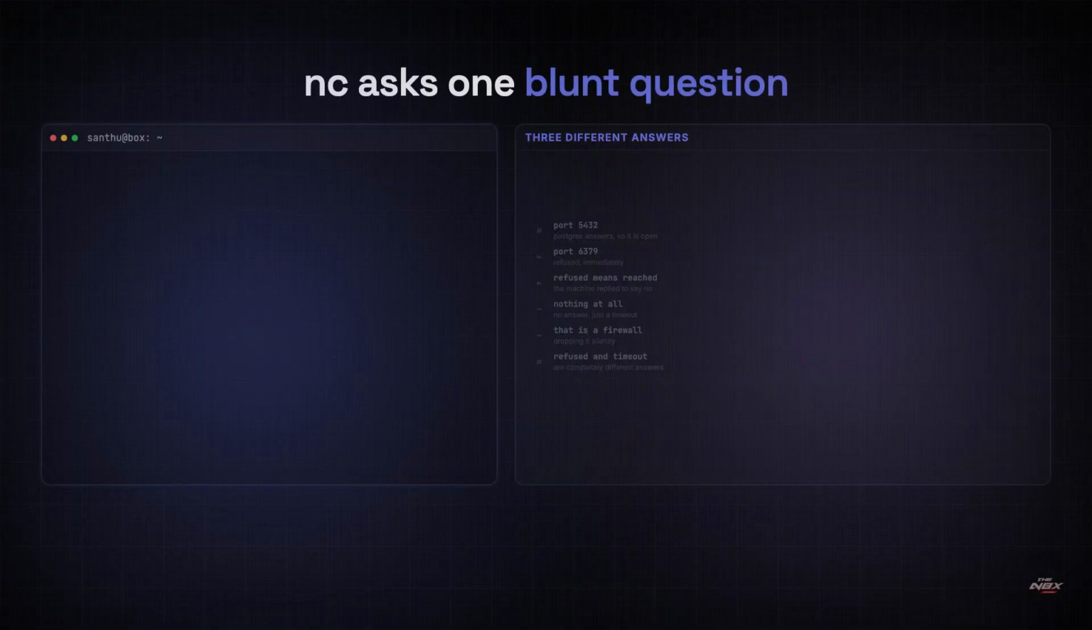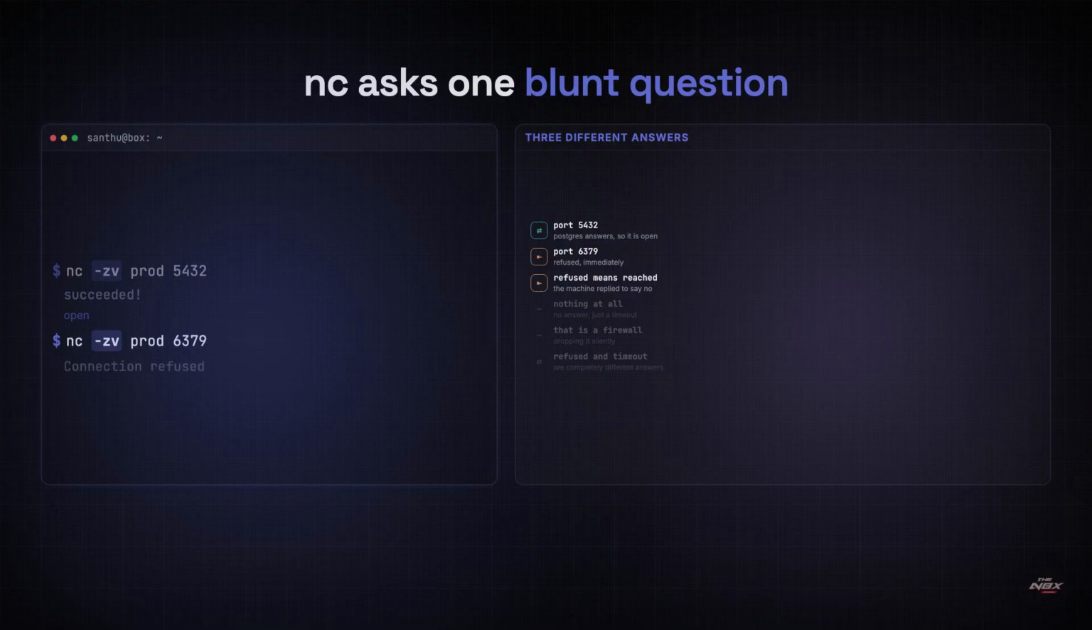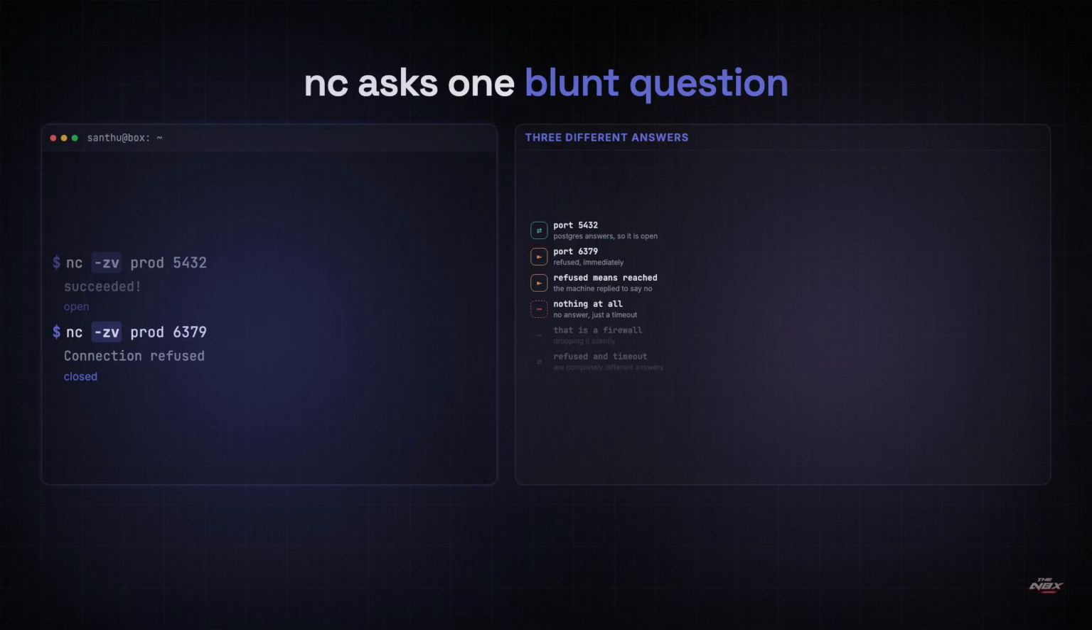Before you debug an application, it's worth proving you can even reach it. nc, short for netcat, hands you a raw socket with no protocol in the way, which answers exactly that. 5432 answers, so Postgres is open and listening there, and that rules out one whole class of problem. Now try 6379 instead, and it's refused straight away. That refusal is good news, because refused means you reached the machine, and it told you nothing is listening.